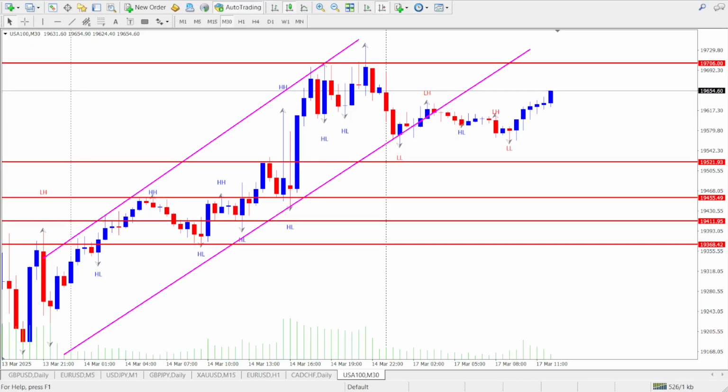Instead of spending hours on the charts trying to figure out if the market is in an uptrend or downtrend, the indicator does the hard work for you. Because when you have a series of higher highs and higher lows, automatically it means that that's a buy trend. And when you have a series of lower highs and lower lows, automatically it means that that's a sell trend.